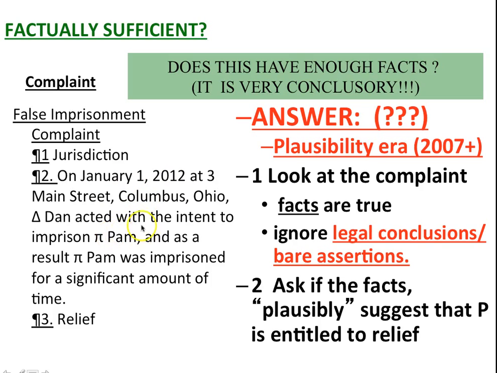How about Dan acted with the intent to imprison Pam? Is that a statement of fact? So we should presume it's true? Or is it simply a bare assertion, a legal conclusion, to which we can give no credit when we ask if there's sufficient facts? This issue, what are facts and what are conclusions, is a tough issue, and you're going to have to look at the cases to see if you can work out how the court is distinguishing between facts and legal conclusions.